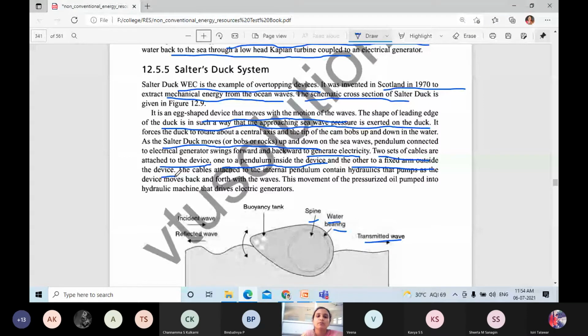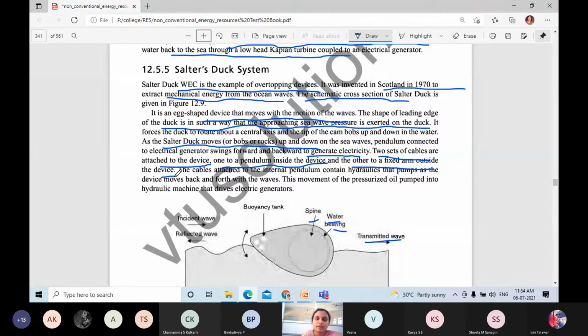What you need to remember is that in this Salter's duct system, first it will extract the mechanical energy from the ocean waves, and its schematic cross section they have given in the figure. It looks like an egg-shaped device. It will move with the motion of the waves, and here it will move up and down on the sea waves, and the pendulum is connected. It will move forward and backward due to that up and down reaction, and it will generate electricity.